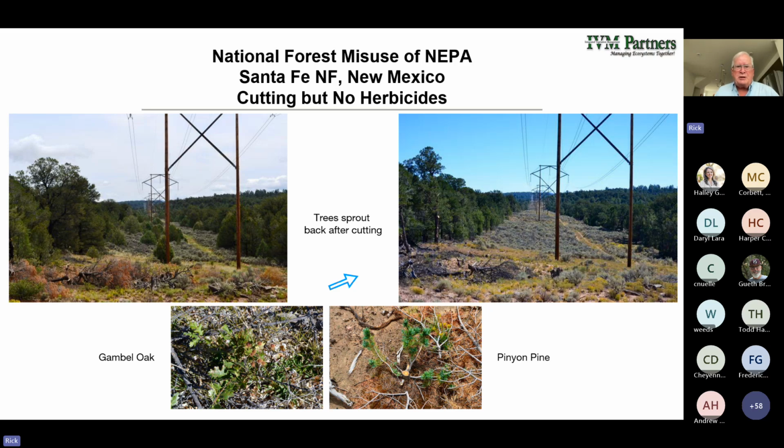And some of our agencies misuse what they call the NEPA program, which is the National Environmental Policy Act, where they won't let us do anything unless we jump through a bunch of hoops. And working with Public Service New Mexico, the Santa Fe National Forest would not allow any herbicides. So we had to go through great lengths just to get the vegetation recut. But I told them, you've got Gambel oak and you've got pinyon pines. They are going to sprout. You're not going to take them all the way down.